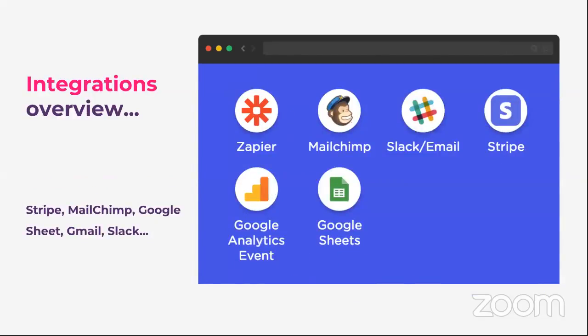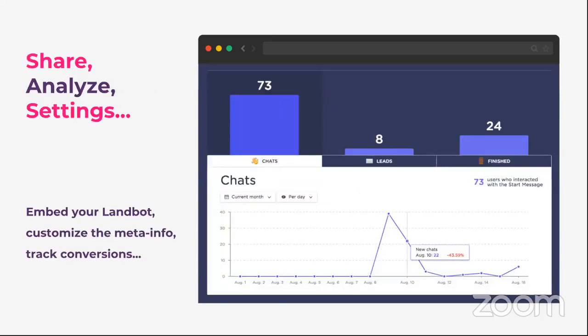Finally, we'll have an integrations overview. We integrate with different apps, as you can see, like Zapier, MailChimp, or Slack, and I'll explain how that works. And finally, we'll go through the other steps in the Landbot building process, the sharing section, also the analyze section, where you can check all your results and conversion rates, also settings to customize the meta info, etc.